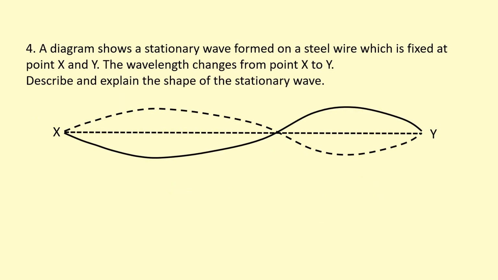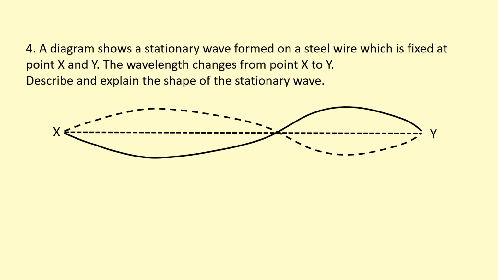Okay, the diagram shows a stationary wave formed on a steel wire which is fixed at points x and y. The wavelength changes from x to y. We can see the wavelength is decreasing as you go from x to y, where x is where the wavelength is longer, and then you can see y is shorter. Describe and explain the shape of the stationary wave.